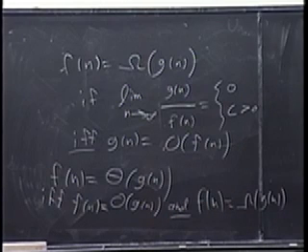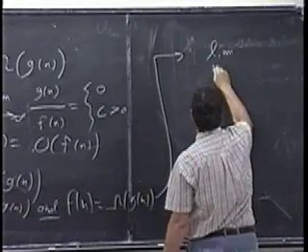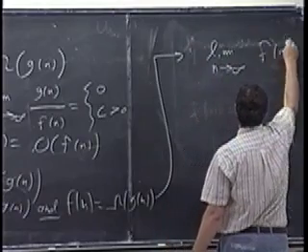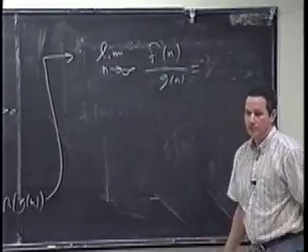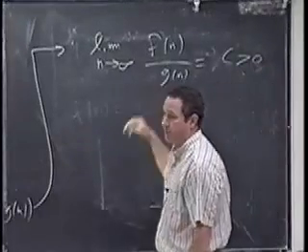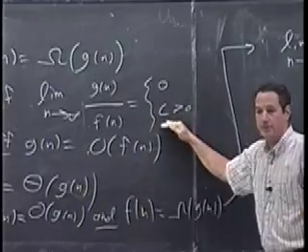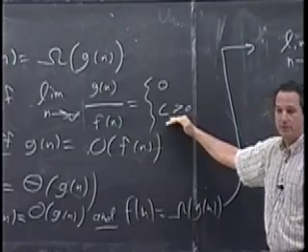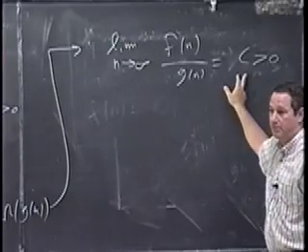And how do we write that in terms of limits? If the limit as n goes to infinity of that ratio equals what? Some constant greater than 0. So this was the intersection of the two possibilities that we had before. One possibility was infinity and a constant bigger than 0. The other one was 0 and a constant bigger than 0. You throw out the two extreme cases and you get the intersection.